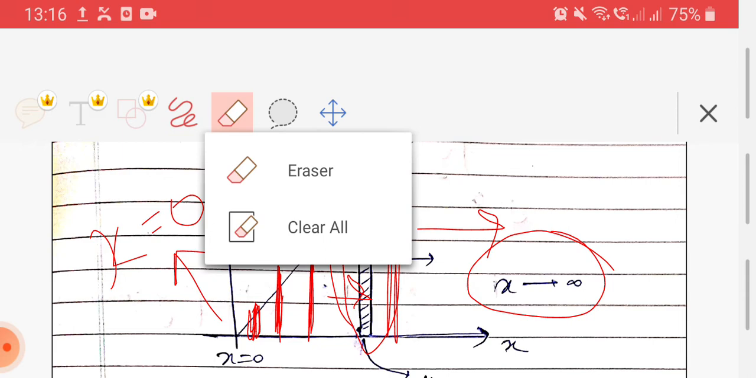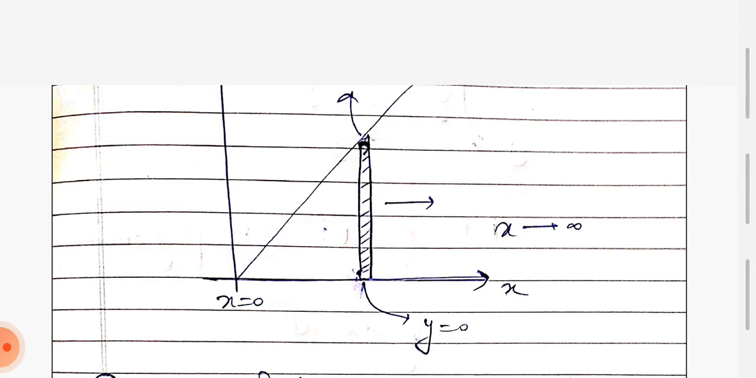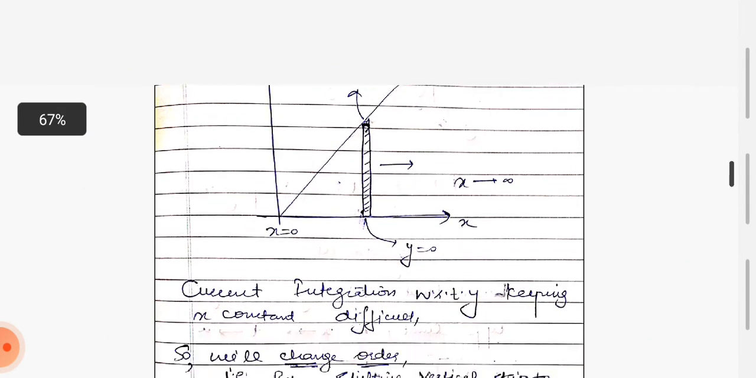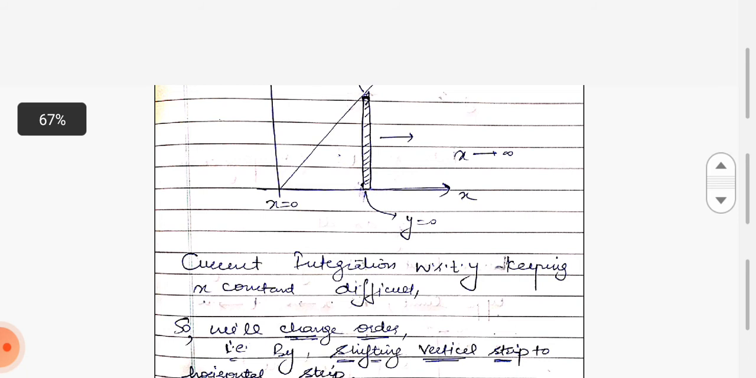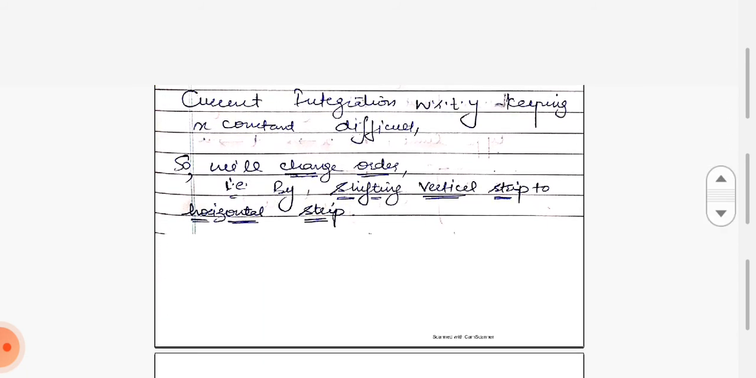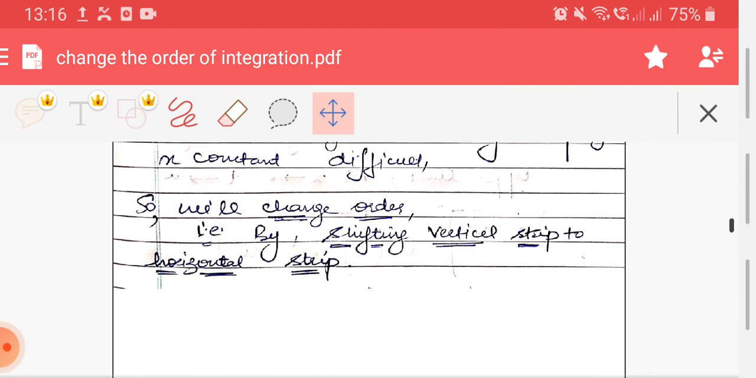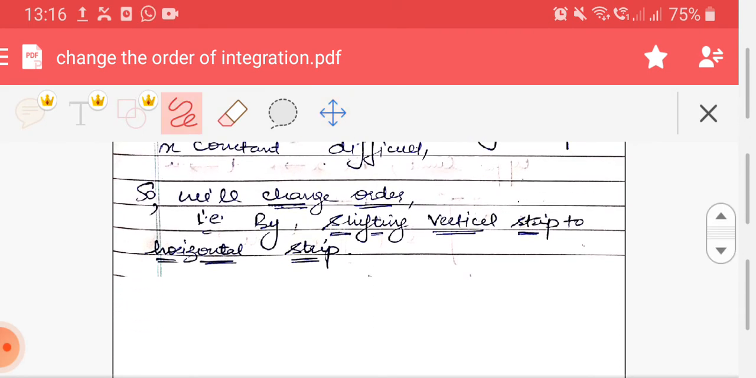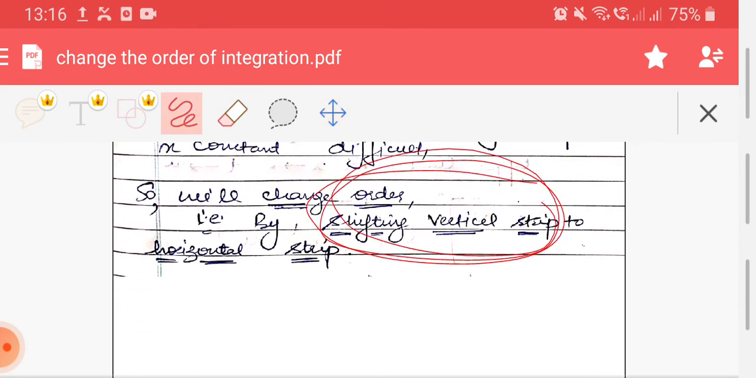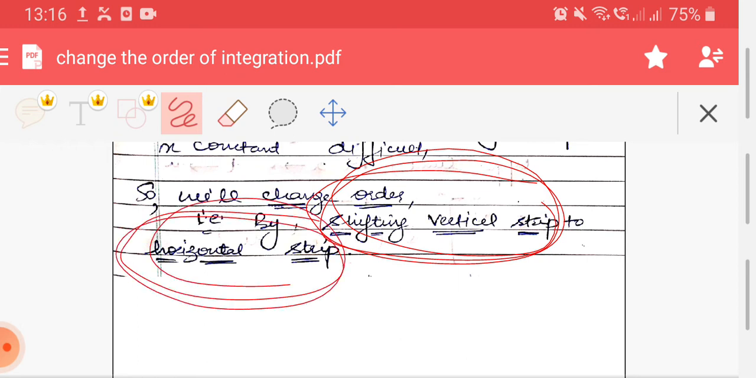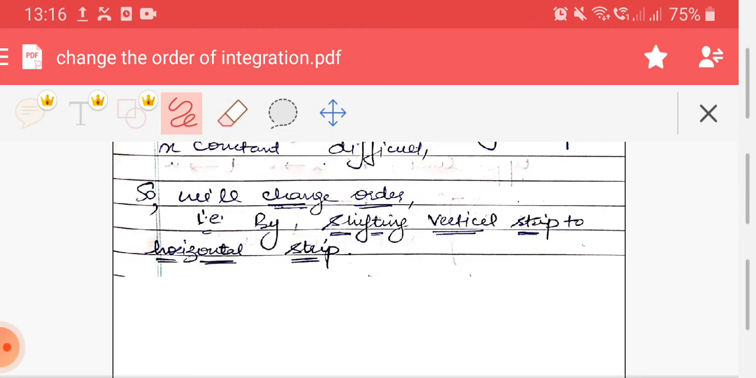So in order to change the integration order, what will you have to do? The current integration order, with respect to y keeping x constant, is very difficult to solve. So we'll change the order by shifting the vertical strip. That's the important point you need. You have to shift the vertical strip. The vertical strip you see here, you need to change into a horizontal strip. So that's a major issue. So we'll do this kind of integration, and look now at how to carry forward this step.